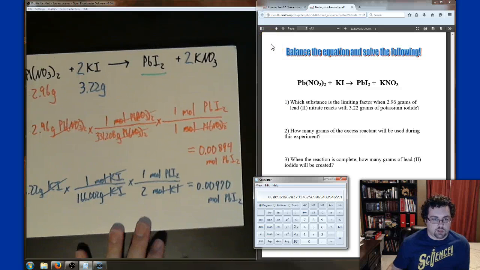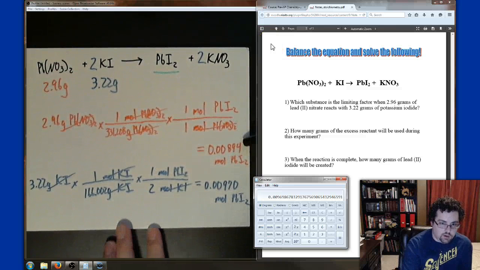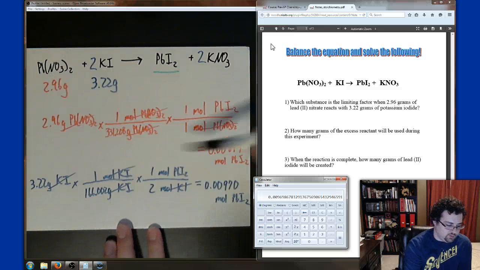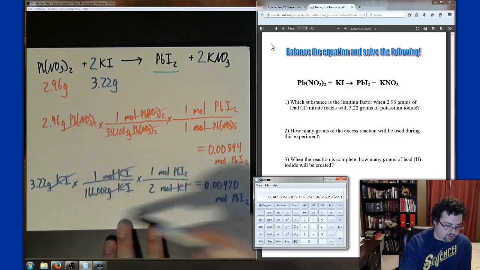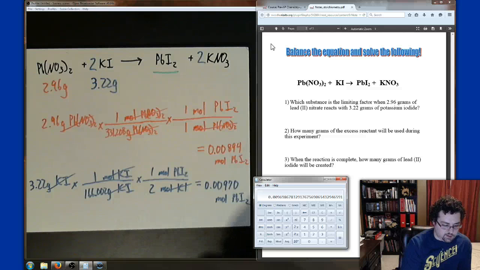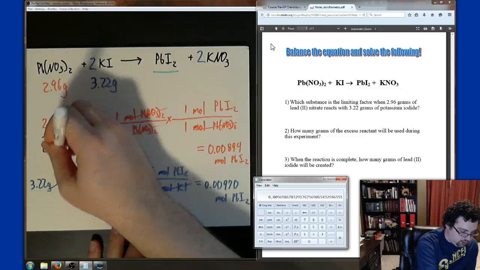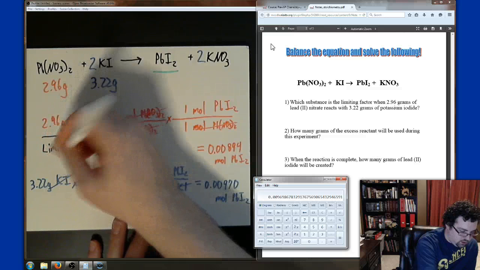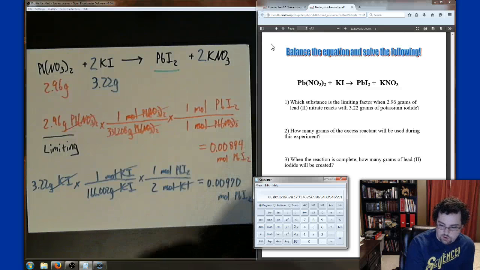So if I look at both the amounts that I just calculated, then I see that this one ends up with a smaller number, which means if all this reacts, it'll make this amount of moles. If all of this reacts, it'll make this amount of moles. This one is smaller, so because of that, this guy is limiting. This reactant will run out first, because this could make more, but it can only make as much as whichever one's going to run out first, and this one's going to run out first.